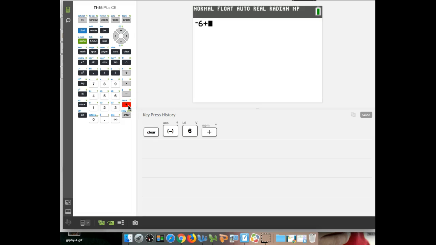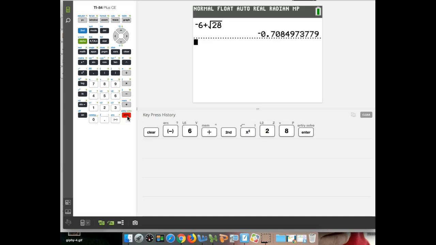If you have a graphing calculator, you're going to hit second and the x squared button. Every calculator is a little bit different. And then we're going to take 28. And then I want you to hit enter. Okay, now that's not our answer because we still have to do something. We still have to take that and divide it by negative 4.